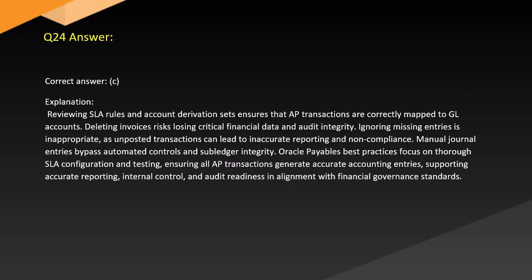Answer. Correct answer: C. Explanation. Reviewing SLA rules and account derivation sets ensures that AP transactions are correctly mapped to GL accounts. Deleting invoices risks losing critical financial data and audit integrity. Ignoring missing entries is inappropriate, as unposted transactions can lead to inaccurate reporting and non-compliance. Manual journal entries bypass automated controls and subledger integrity. Oracle Payables best practices focus on thorough SLA configuration and testing, ensuring all AP transactions generate accurate accounting entries, supporting accurate reporting, internal control, and audit readiness in alignment with financial governance standards.